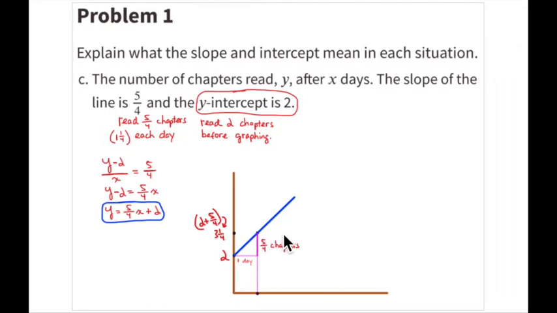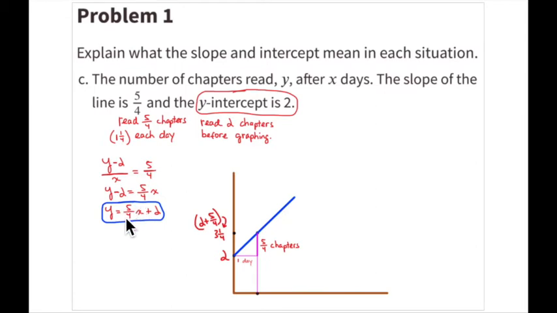You go out another day, it increases 1 1/4 chapters, or 5/4. Go out another day, it increases 1 1/4 chapters, or 5/4. So if you want to figure out the total number of chapters read, you have to multiply 5/4, the number of chapters read each day, times the number of days.